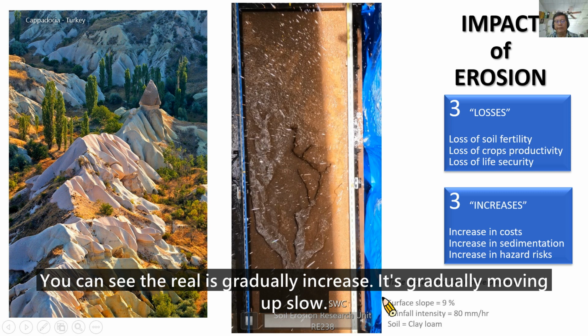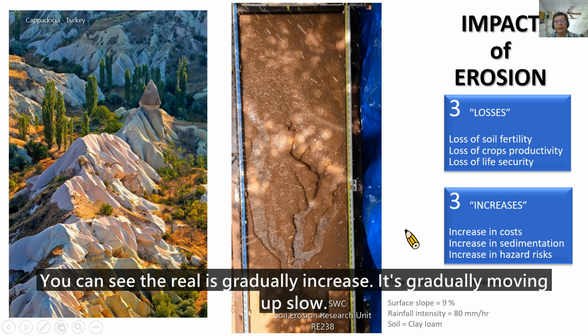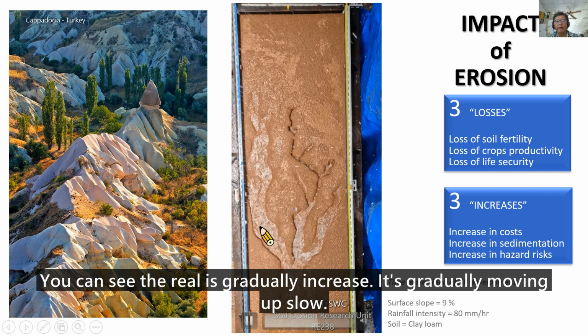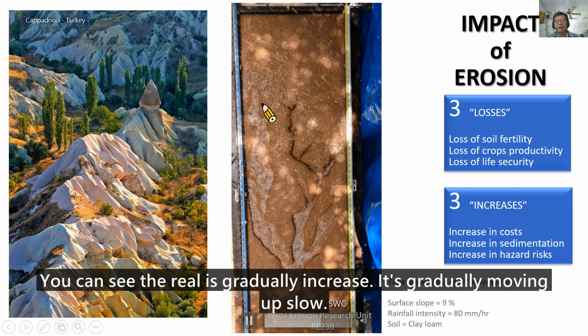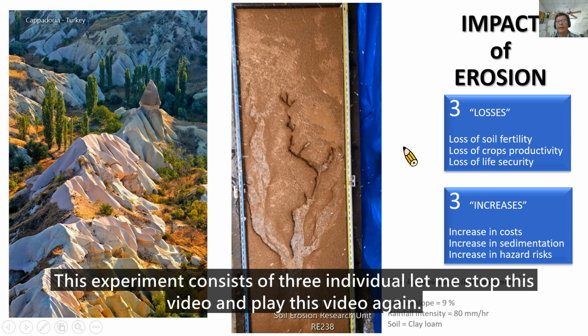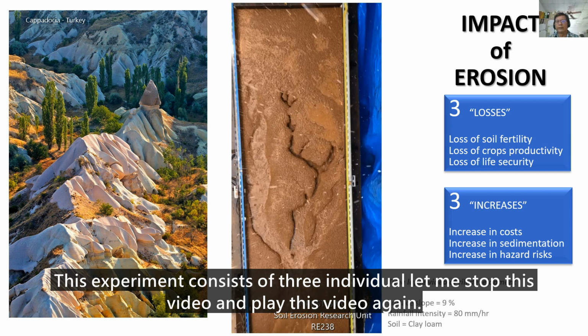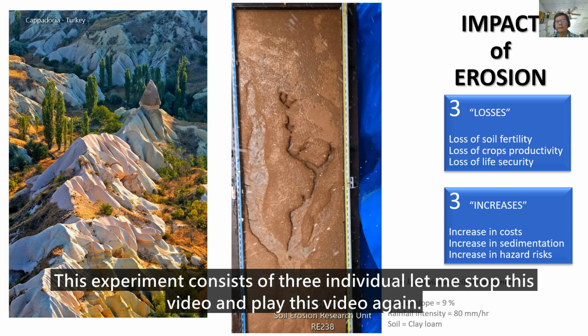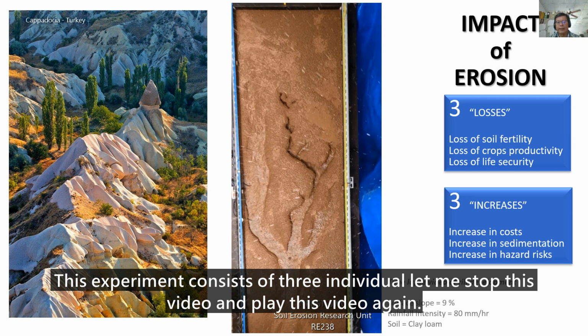Now you can see the rill gradually increase. It's gradually moving upslope. This experiment consists of three individual stages.